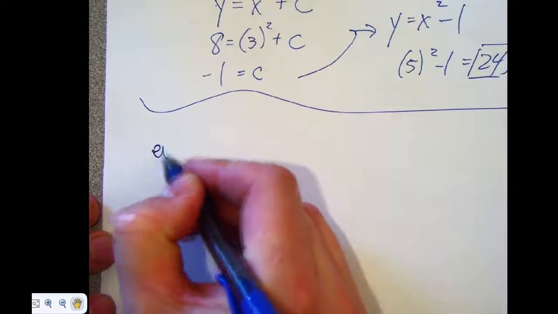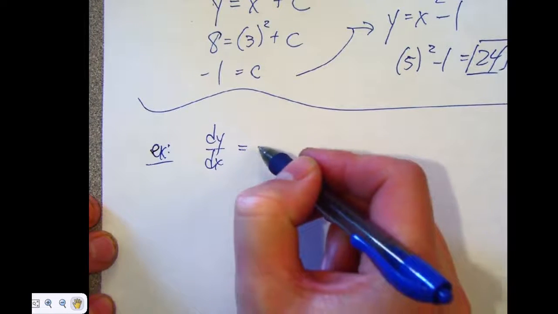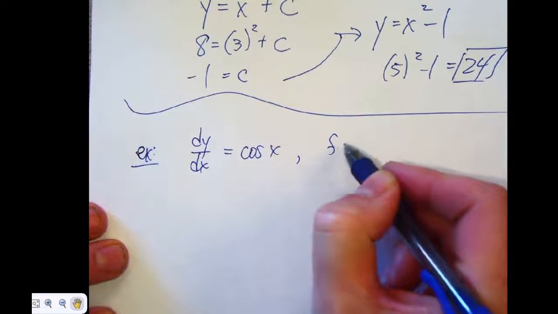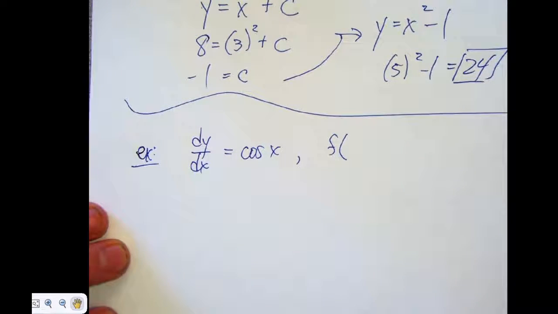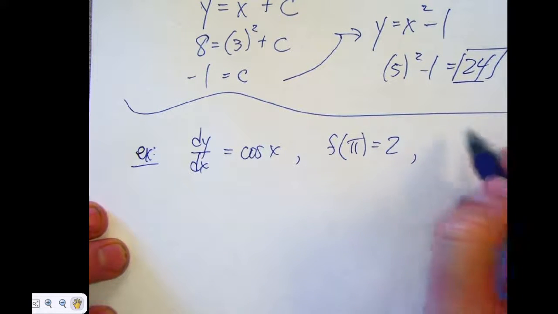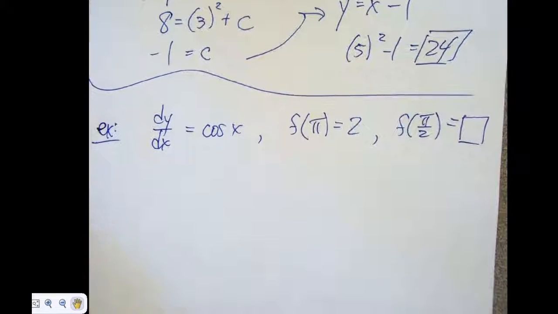So let's say dy over dx equals cosine of x, and f of pi equals 2. Find f of pi over 2. Do you want me to go through it or do you want to go through it? Alright, I'll let you try.